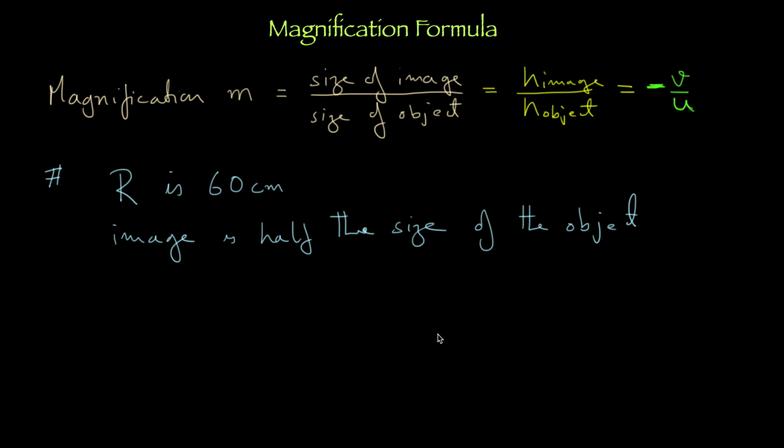There's a spherical mirror having radius of curvature of 60 centimeters. The radius of curvature is 60 centimeter. Image formed by the spherical mirror is half the size of the object. Write the possible locations of the image and the object. I'm done, okay?